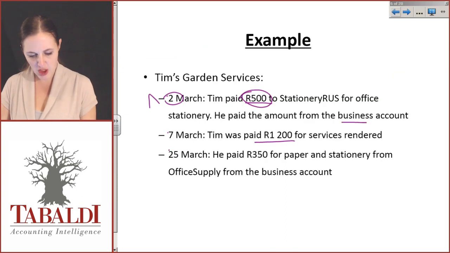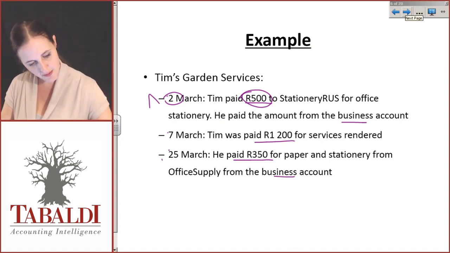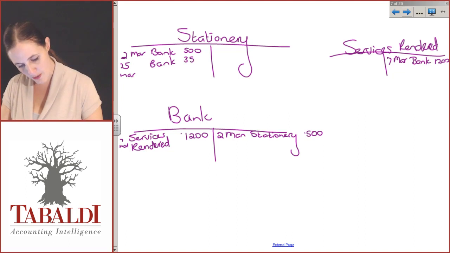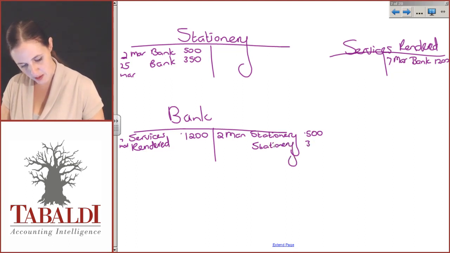On the 25th of March, he paid 350 Rand for paper and stationery, and he paid for it on the business account. So 25th of March, again out of the bank account, and this time it was 350 Rand. So in the bank account, he would have had stationery, 350, and that was the 25th of March.